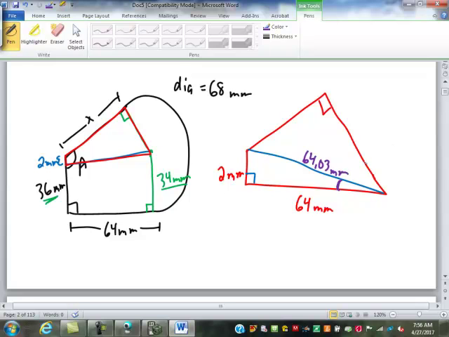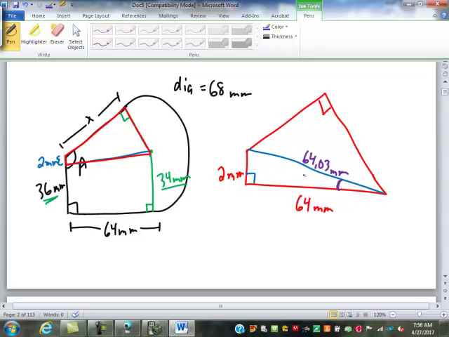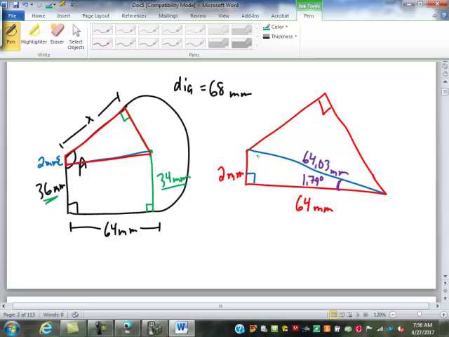This angle here, that's going to be the inverse tangent of 2 over 64. 1.79 degrees. That makes this angle up here, by the way, 88.21 degrees. Just using the triangle has to add up to 180. I've got 90, 1.79, that has to be 88.21.